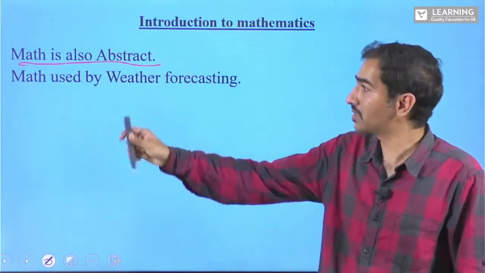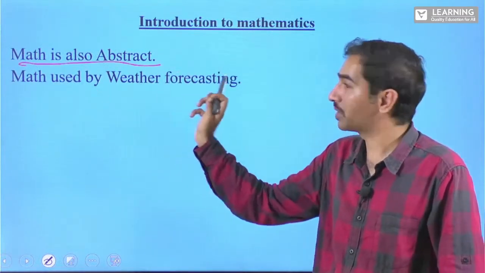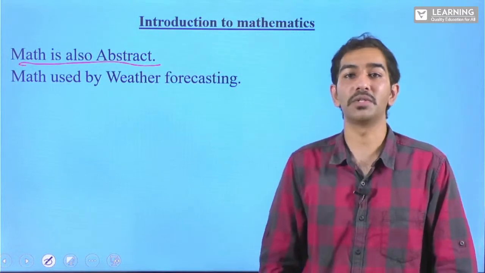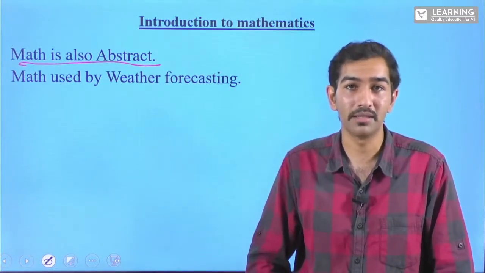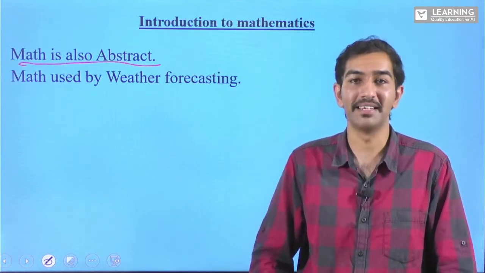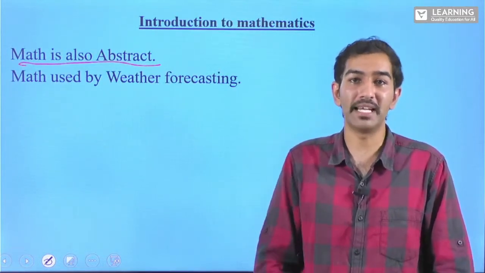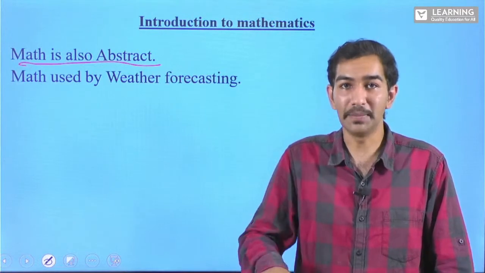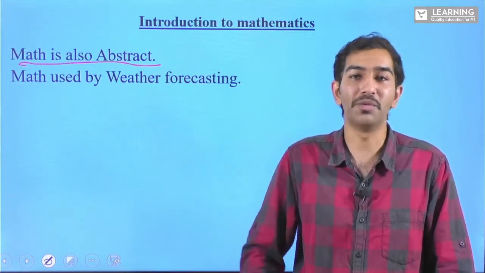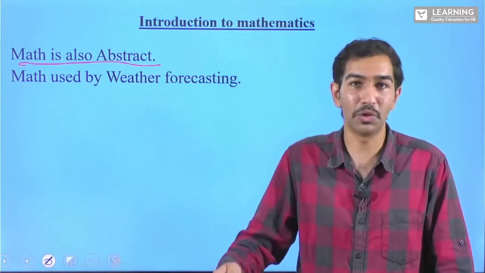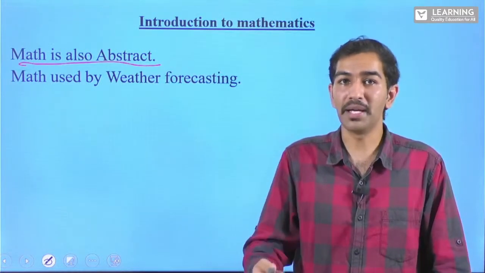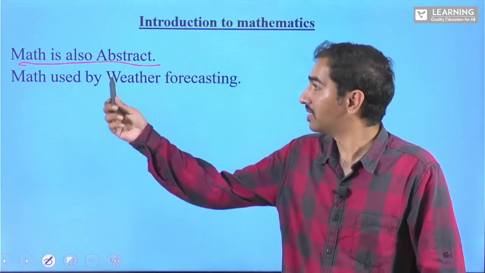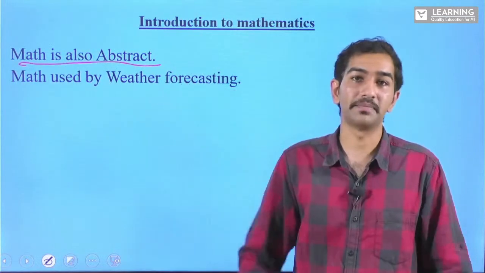See the very first use. Math is used in weather forecasting. So where is mathematics used? In weather forecasting. Which topic of mathematics is used? Probability and statistics. With the help of probability and statistics, we can determine what weather it will be tomorrow. Will it be raining, or will it be cold, or will it be sunny? This can be done by using math. We can forecast the weather.